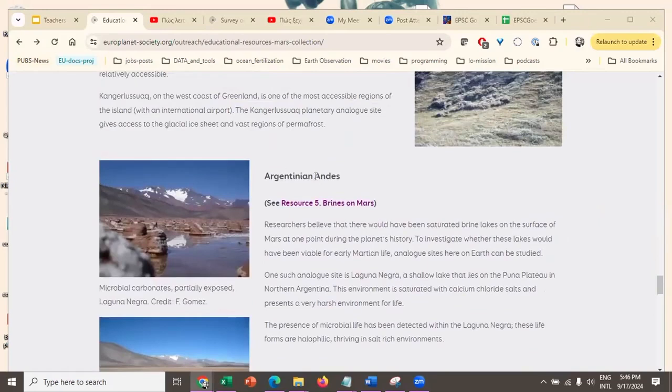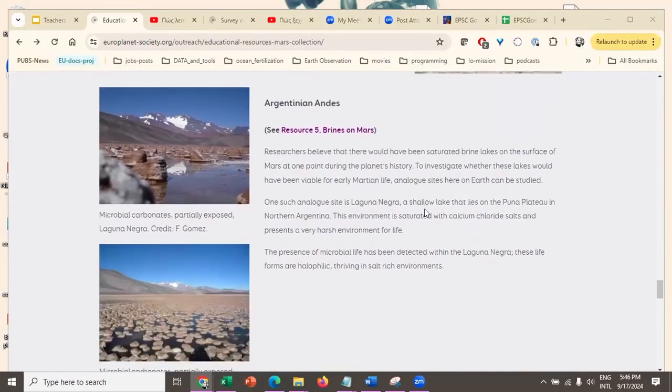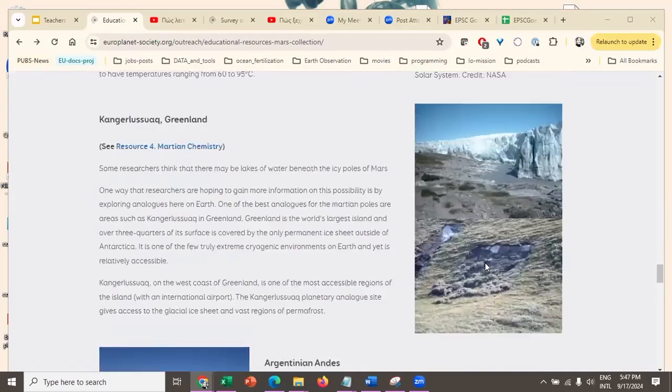And the Argentinian Andes, which is associated with the brines of Mars, and especially the salt, right? So we have a lot of salts that have been crystallizing on Mars, and we are looking at deserts, or if you want, shallow lakes that evaporate most of the time of the year, to investigate whether these lakes could have been viable, how they are on Earth, and how they could have been habitable for early Martian life.